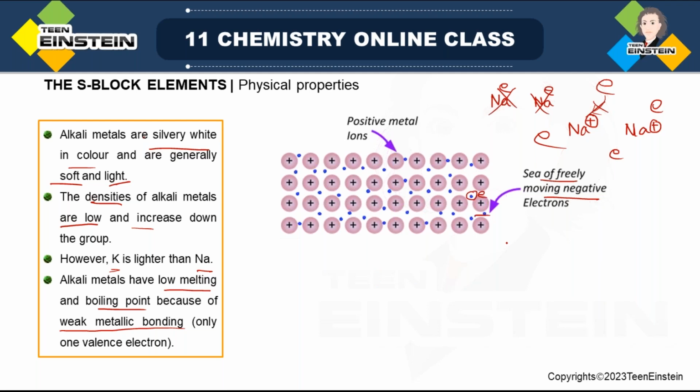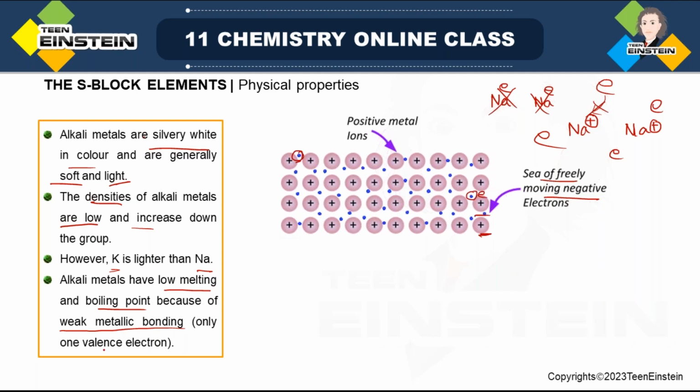So these metal ions are fixed in their position and the electrons are moving. Suppose this electron is here, but it may belong to this sodium. It may happen. Here I am talking about sodium, but it is applicable for any element. So this is actually metallic bonding. There is no fixed electron, not fixed to any particular cation.